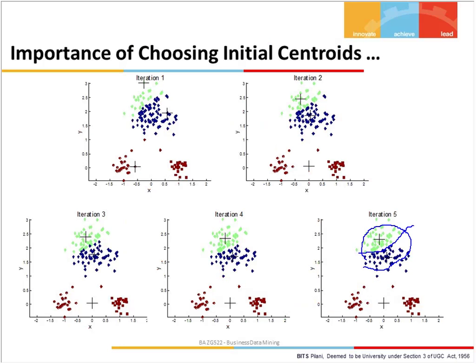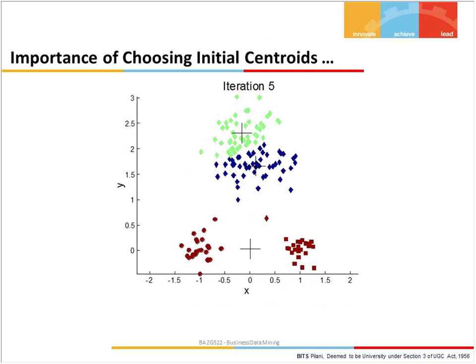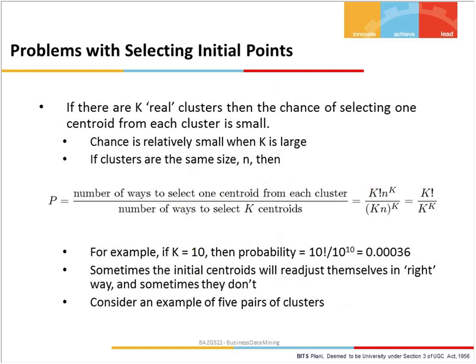Two clusters here and one cluster here. So at least we can see visually that this is not a good cluster. Now let's look at one real big challenge with the k-means cluster.